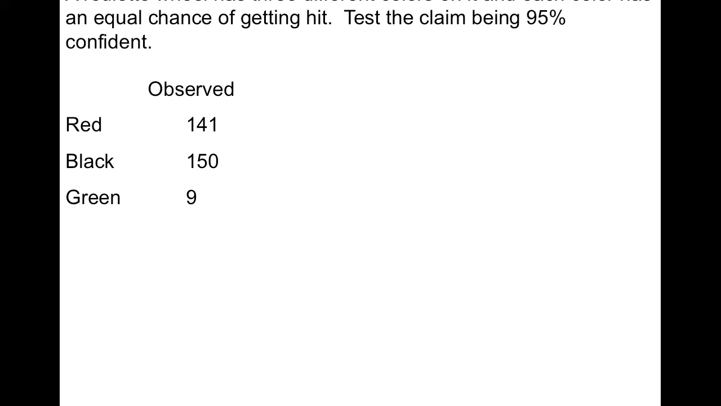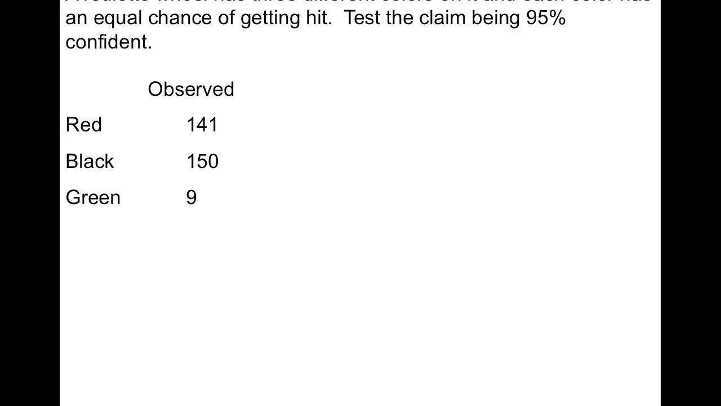A roulette wheel has three different colors on it, and each color has an equal chance of getting hit. Test the claim being 95% confident. And we have red, black, and green, and the observations, how many times they fell. Now, if you don't know the game of roulette, this is where in the casino you put your money on a number or color, and they throw the ball around a wheel and see where it hits. Well, there's usually three colors, red, black, and green. Now, obviously, you can see that they are not equal. We're just using this as an example to go through our steps here.